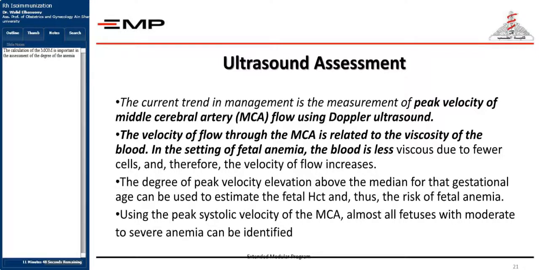The velocity of flow through the middle cerebral artery is related to the viscosity of the blood. In the setting of fetal anemia, the blood is less viscous due to fewer cells, and therefore the velocity of flow increases. The degree of peak velocity elevation above the median for that gestational age can be used to estimate the fetal hematocrit and thus the risk of fetal anemia. Using the peak systolic velocity of the middle cerebral artery, almost all fetuses with moderate to severe anemia can be identified. The calculation of the multiple of the median is important in the assessment of the degree of the anemia.